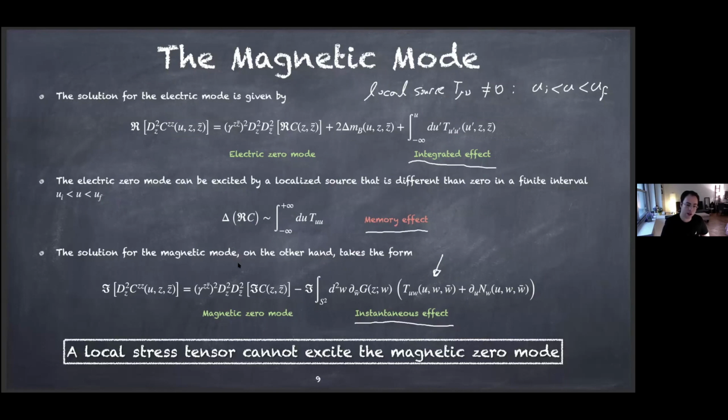So if we don't have a magnetic zero mode, no local stress tensor will be able to generate one. And if we start with some magnetic zero mode, no local source will be able to change it. That's the main point.